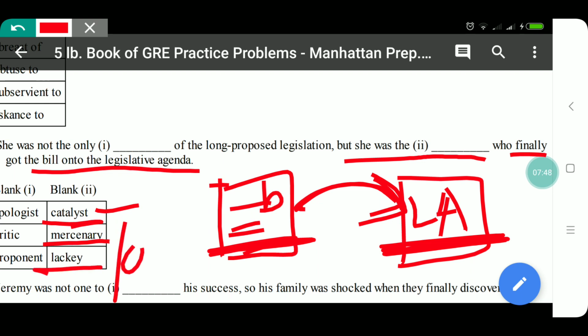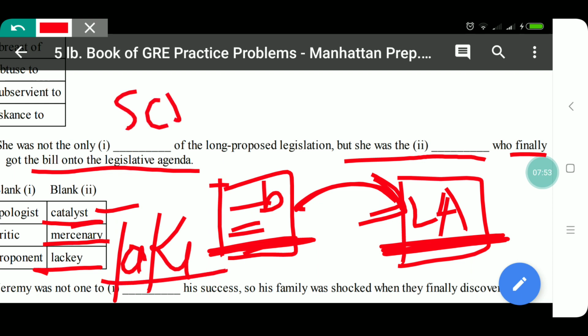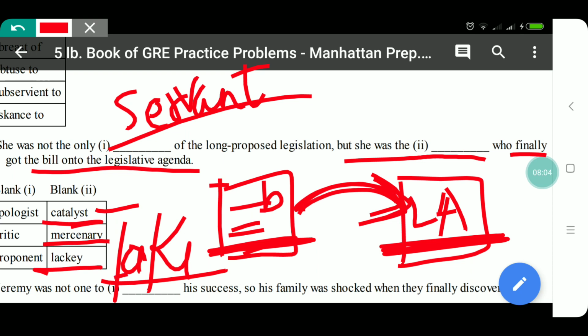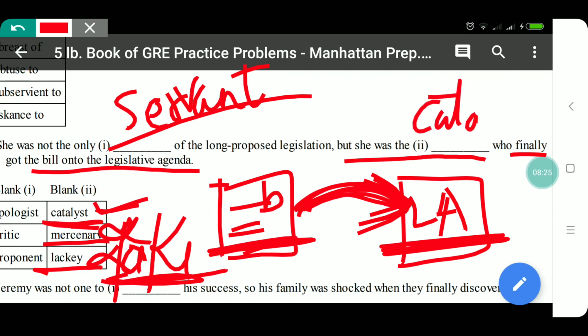Another one is lackey, pronounced lackey. Lackey means servant. Now the person who brings the change, who is getting the bill into the legislative assembly, do you think that person is a servant? No. So this is not going. Do you think that person is money oriented, meaning mercenary? No, it is also not going. The person who is bringing such change is a catalyst, of course. The person who is getting the bill onto the legislative assembly, which was not there earlier, is a catalyst, of course. Now you know the answer over here, which is catalyst, change bringer.